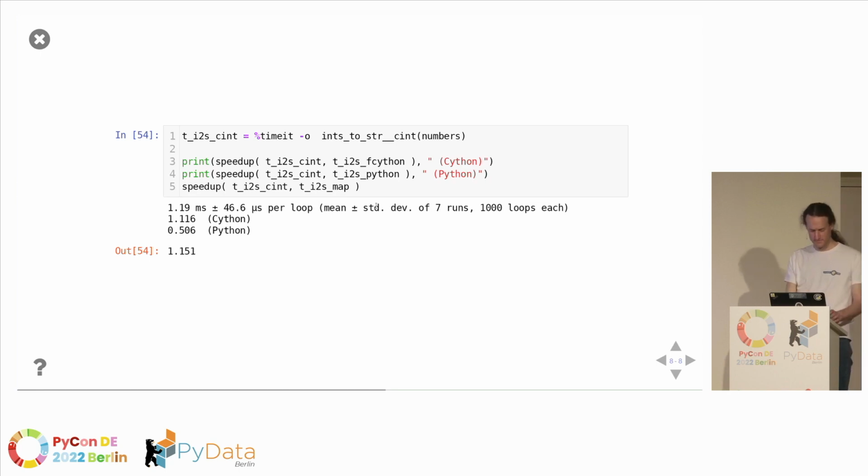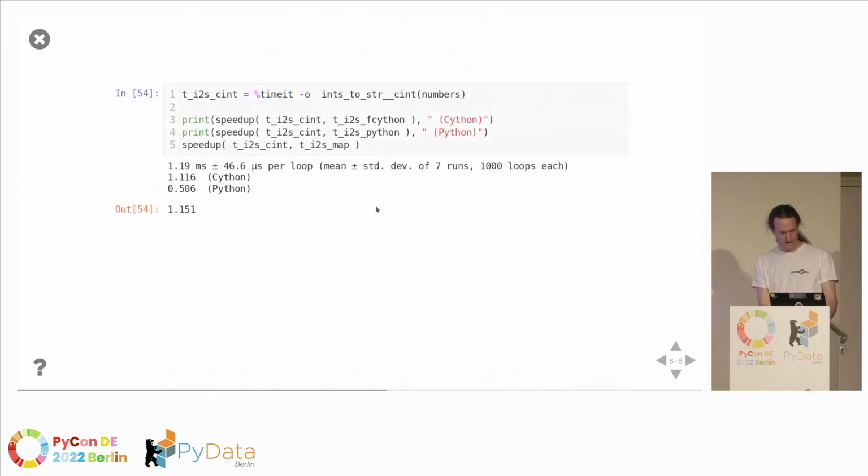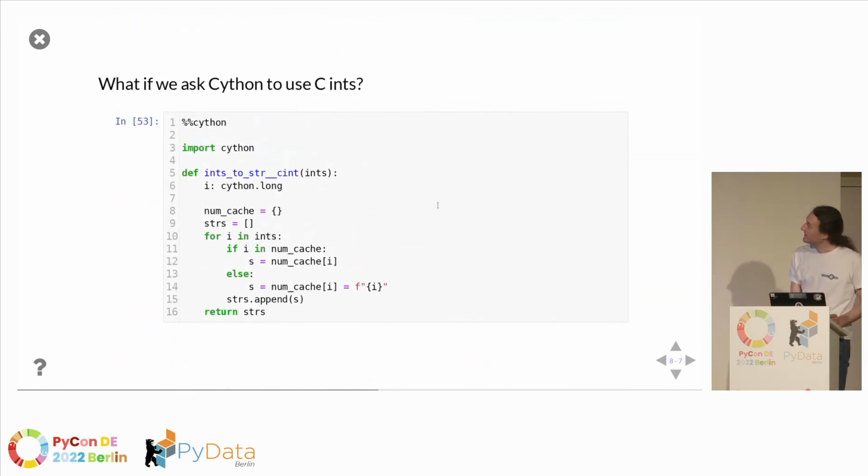Why is it slower? Well, the thing is, what we're doing here now is iterating over a list of integers. We unpack them into C integers, and then we test if the C integer is in a dictionary. In order to do that, we need to have a Python object, right? So we're creating a Python object from the C integer again in order to see if it's in a dictionary. Maybe it is. In that case, we're looking it up in the dictionary.